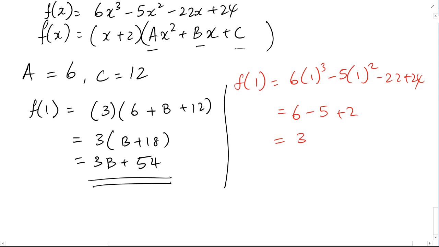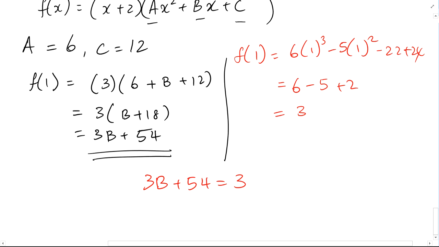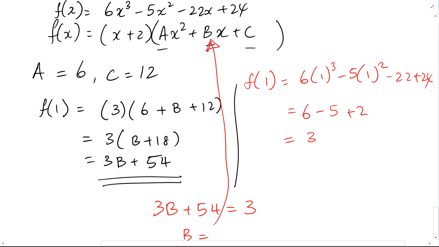Okay, what do we conclude now? 3b plus 54 equals 3. Make sense? So you can solve for b. Then put it back here, and you now have the quadratic expression, which you could have obtained using long division. They are supposed to be the same. Then solve. This is recorded, you can go and watch it. Next question.